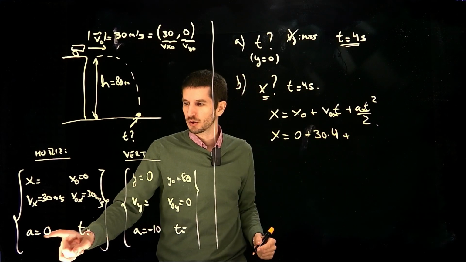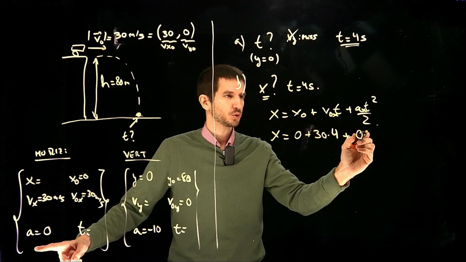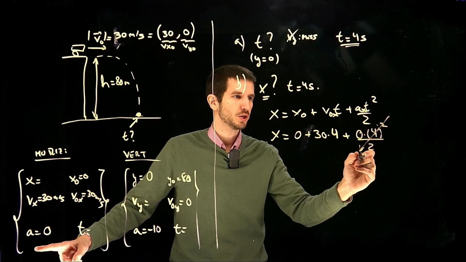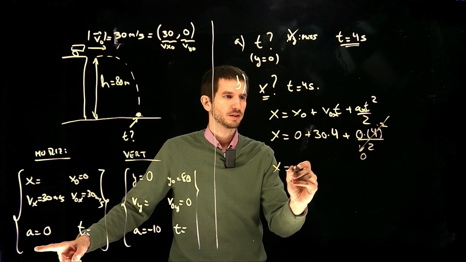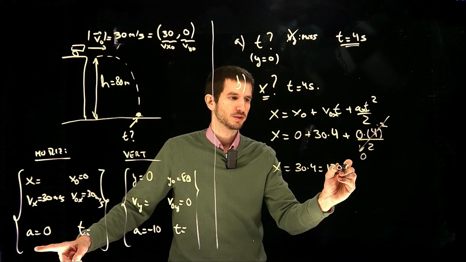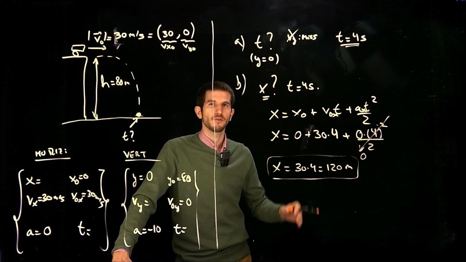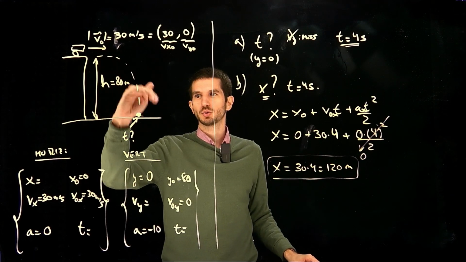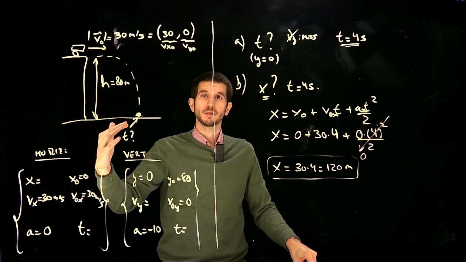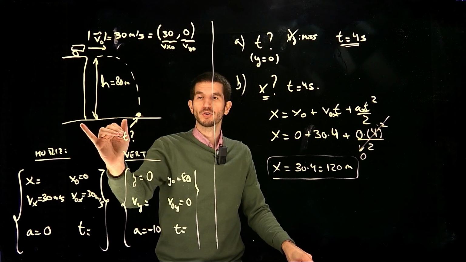Plus, what's the acceleration in the x component? 0. So we just write 0 times 4 squared divided by 2. Now, of course, this goes to 0, right? And so we find that the position is 30 times 4, which is 120 meters. So how far will it reach the object? 120 meters from the foot of the hill, because it took 4 seconds. If this was taller, the time to drop would be higher. And intuitively, we understand that the object will reach farther away from the foot of the hill.